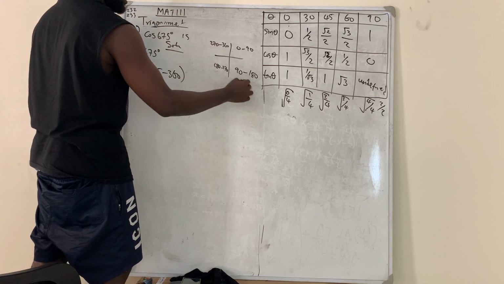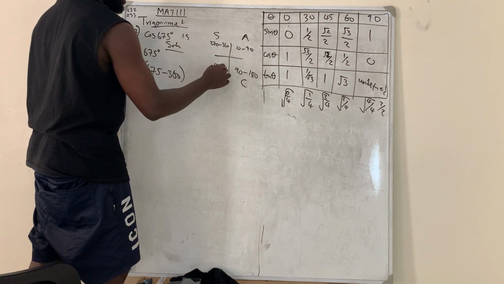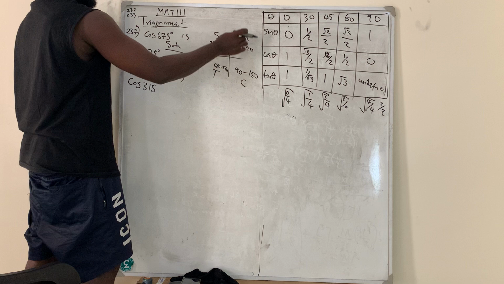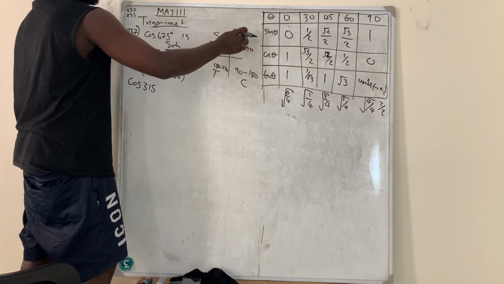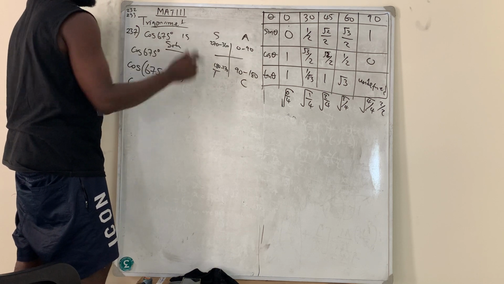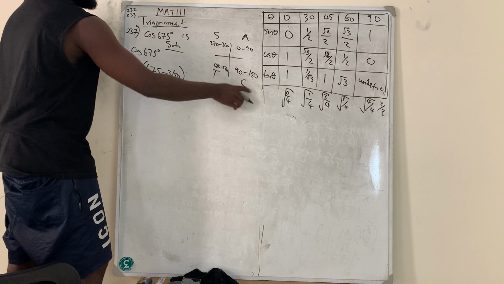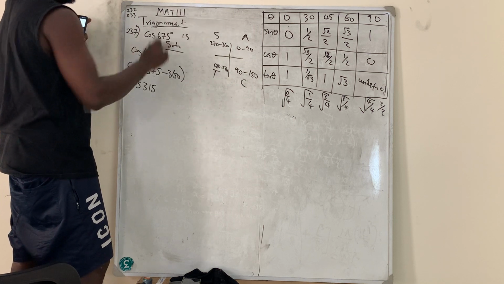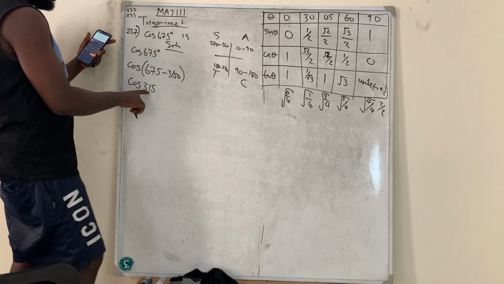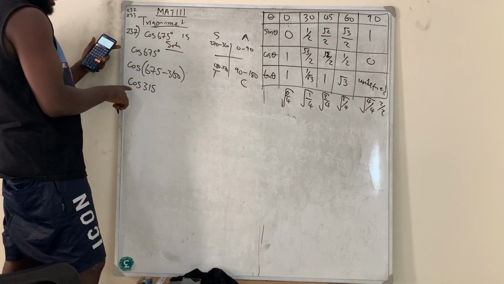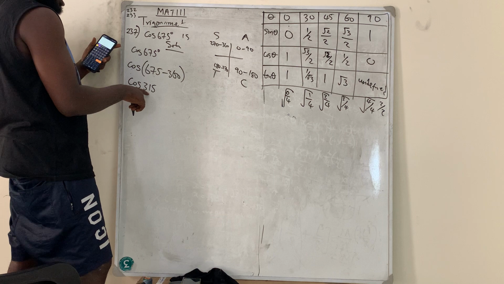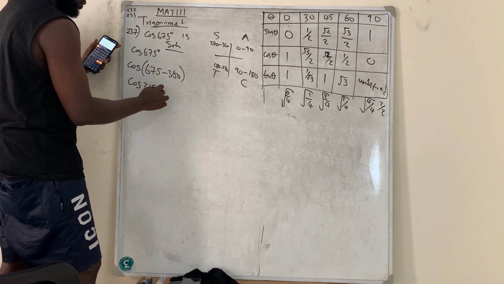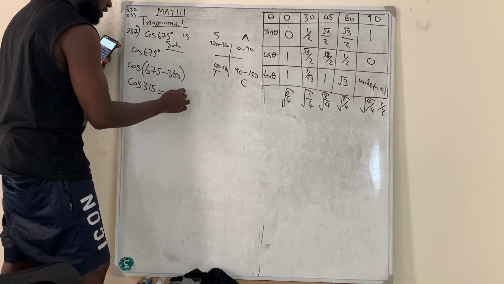So do your CAST. C-A-S-T. So don't forget why I'm doing the CAST. CAST means that in the first quadrant, everybody is positive. A means all. All is positive. In the second quadrant, only sine is positive. In the third quadrant, only tan. And then in the fourth quadrant, only cos. So since the angle is in the 4th quadrant, cos is going to be negative. So this is equal to negative cos.